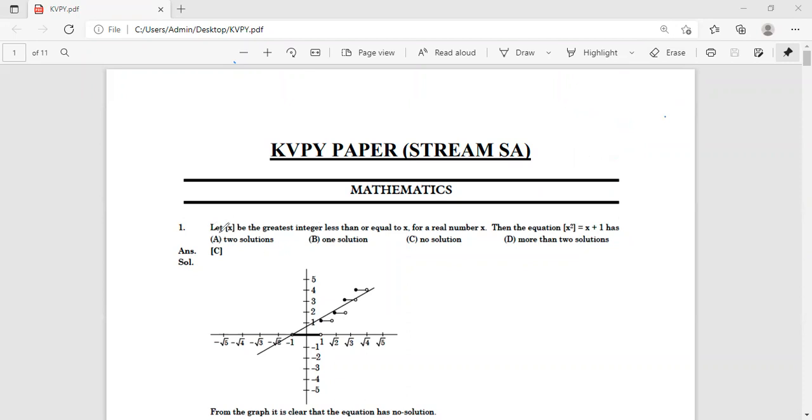So first question: let [x] be the greatest integer less than or equal to x. You know the greatest integer function; the greatest integer of 2.3 is 2, the integral value which is less than or equal to x. Then solve the equation [x²] = x + 1. So we have to find the number of solutions.